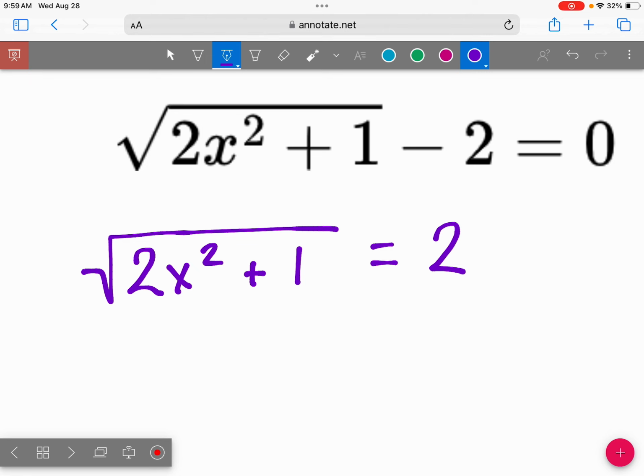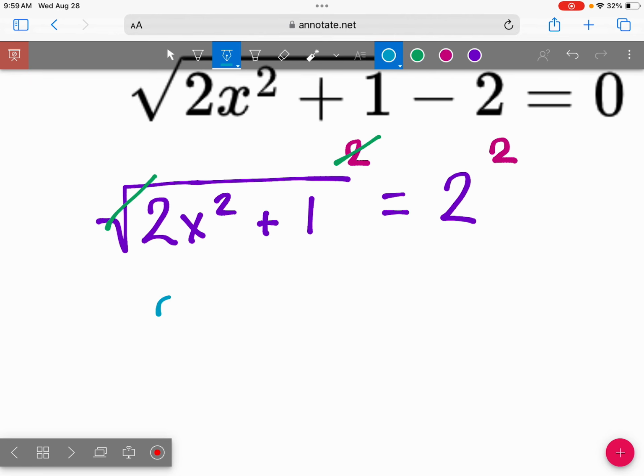So get your square root by itself first, and now we can square it to get rid of my square root. So I'm going to square this piece and this piece. My square root and my square cancel out. So we're left with our 2x squared plus 1 equals 4.